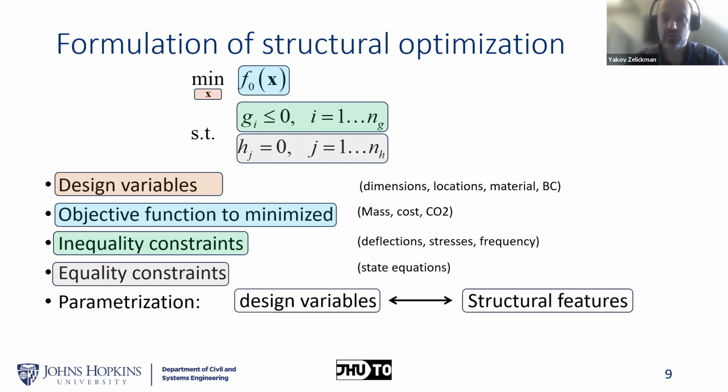Another terminology I want to introduce is parameterization, which is basically the way we relate our design variables to the structural features. Or in other words, how the mathematical variables relate to the physical, real features that you want to change. I use gradient-based algorithms, and their advantage is that they are very efficient in dealing with large problems. On the downside, they require more computations, more derivations, and so on.